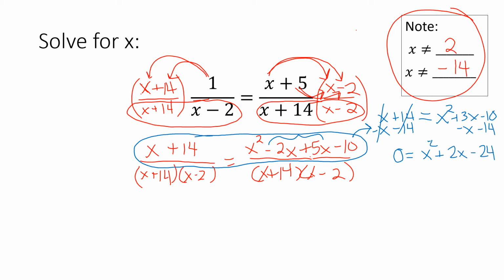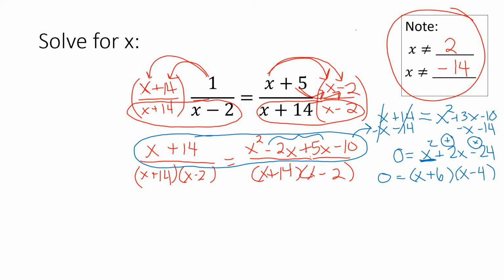Now it looks like I can factor this one, so that makes things a little bit easier. Obviously, factoring here, I would need an x times x to get that x squared. And then I need to know what multiplies to negative 24 and adds up to 2. That would be a positive 6 and a negative 4.